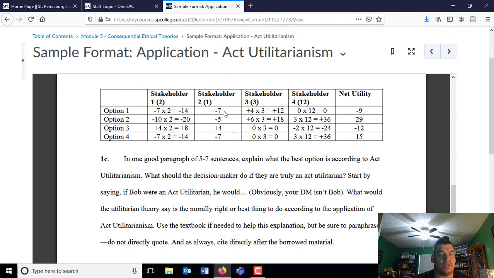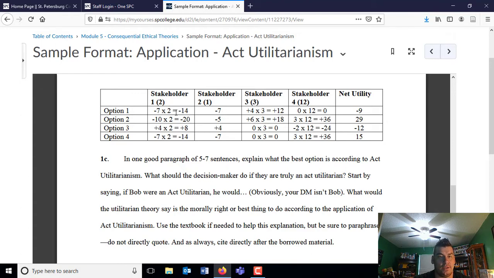So this just shows the different options: -7, -5, +4, -7, etc. Stakeholder 3, I did this one by 3 people. Stakeholder 4, I did by 12. So for each stakeholder, just write out who the stakeholder or stakeholders are for that category, and then in parentheses, just the number of people that are affected.